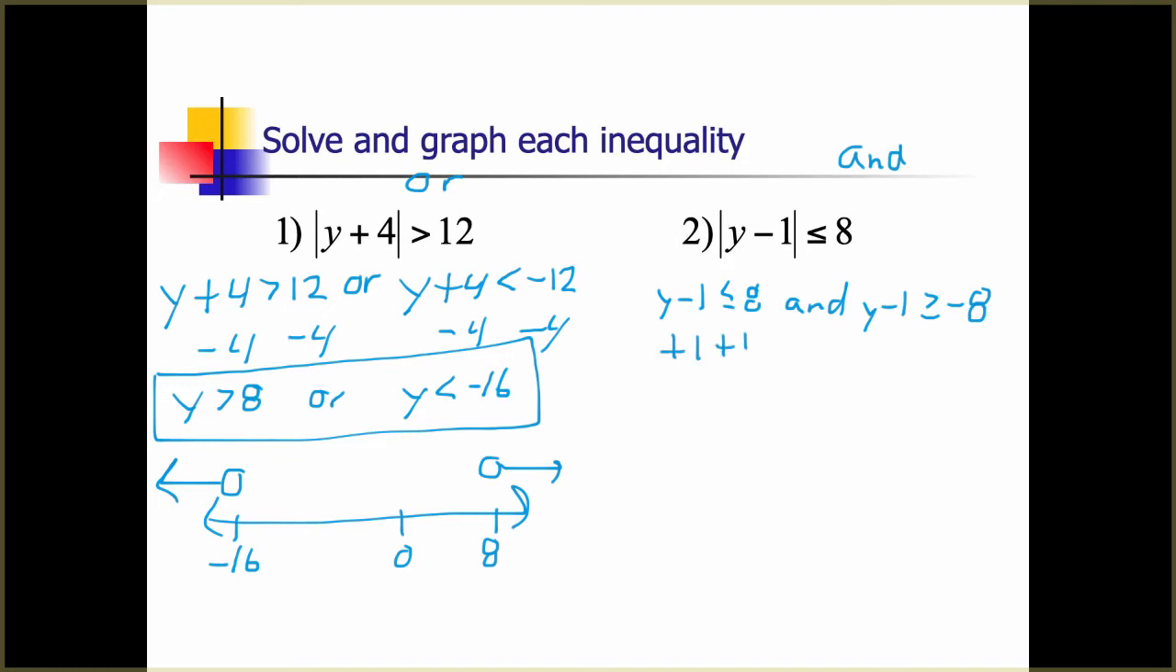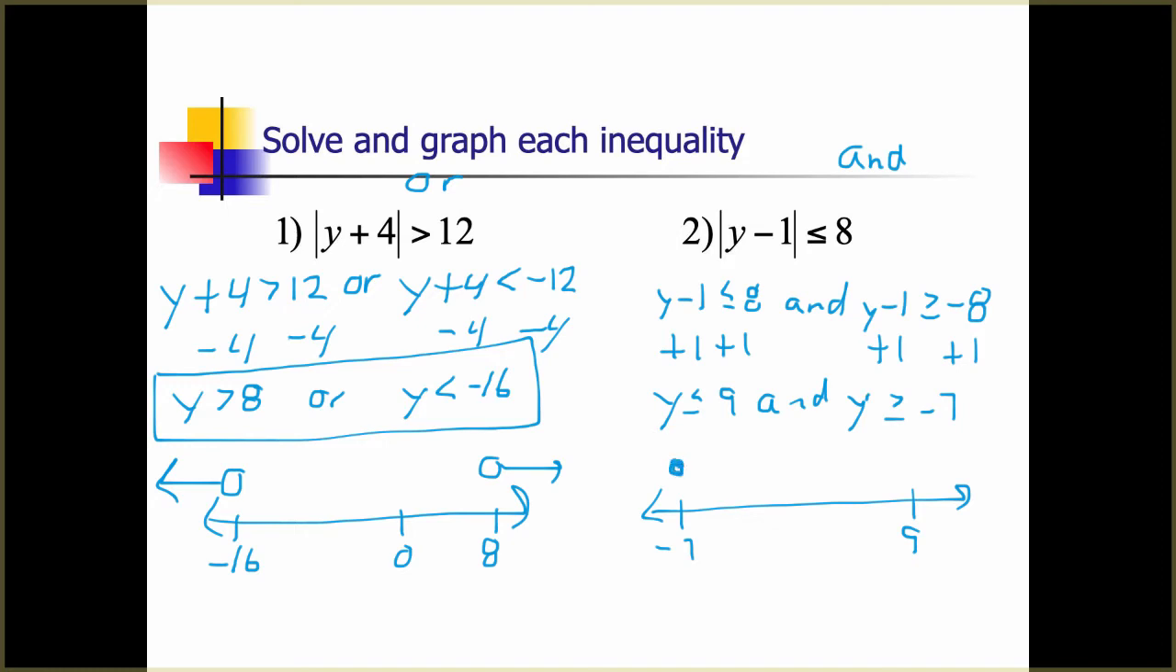We add 1. We get y is less than or equal to 9, and y is greater than or equal to negative 7. If it helps to graph them first, you can. And we have negative 7. We have 9. Our y is greater than or equal to negative 7.